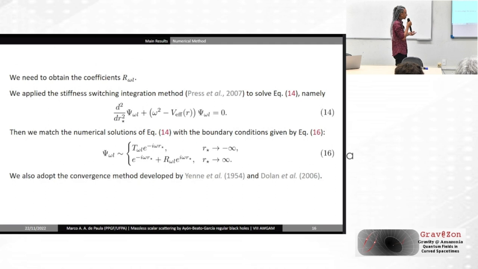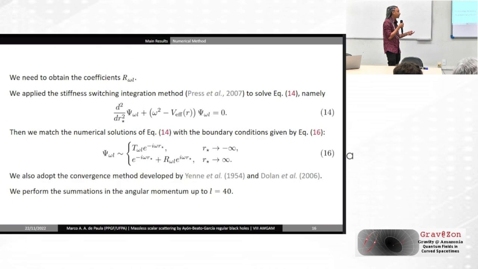So we also need to perform the summations in the angular momentum. In our work, we consider summations up to L equal to 40. But it's important to understand that, since we write the field as a sum of partial wave contributions, as we increase the values of the frequency, we need to perform a summation with more terms in the angular momentum. But here L equal to 40 is enough.